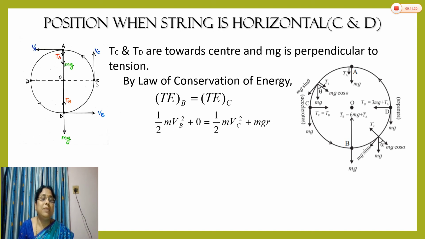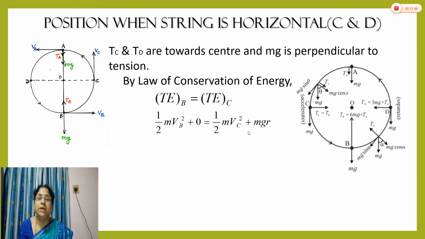Now total energy at point C, we can say half m VC square, this is the kinetic energy, and plus mg into r. As we know, the potential energy is equal to mgh, but instead of h, we put here r, because here the distance between this point B and point C is equal to the length of the string, that is equal to the radius.